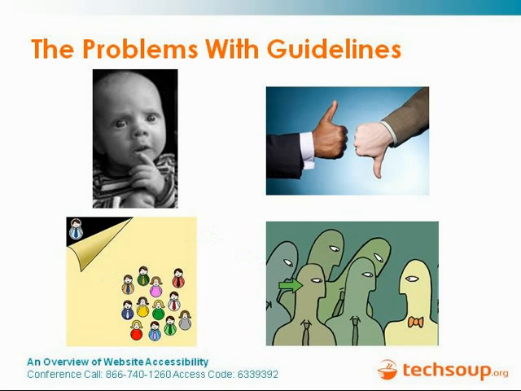And the fourth problem is that the guidelines don't address situations where accessibility may be in conflict with other considerations for perfectly valid reasons. Accessibility should not automatically trump all other considerations.